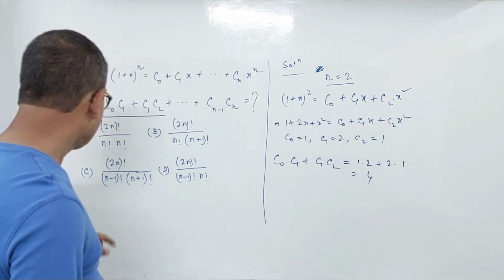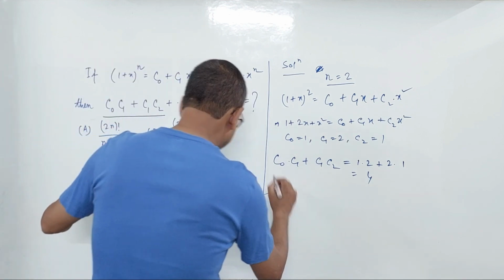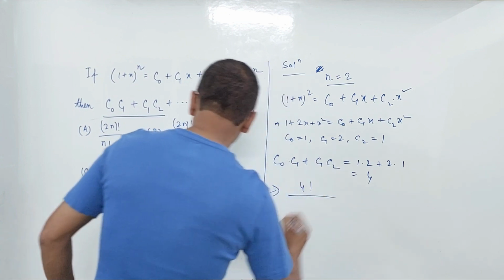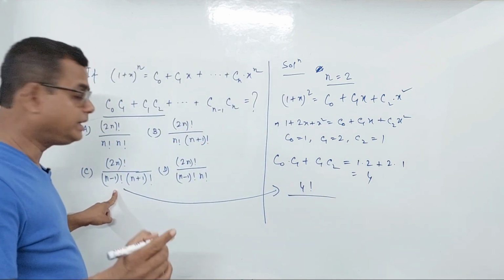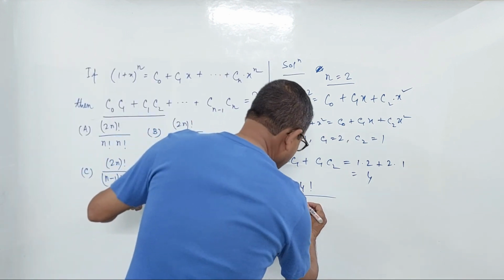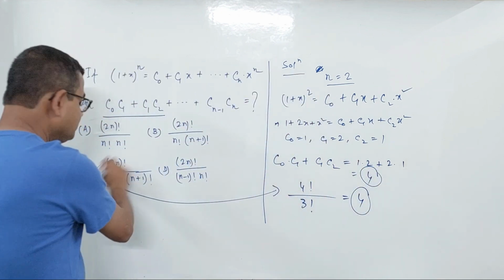Now if we choose this option C, now 2n, that is 4 factorial, upon (n minus 1), that is 2 minus 1, that is 1 factorial, and (n plus 1), that is 2 plus 1, that is 3 factorial. So 4 factorial by 3 factorial we get 4. So C is the right answer.